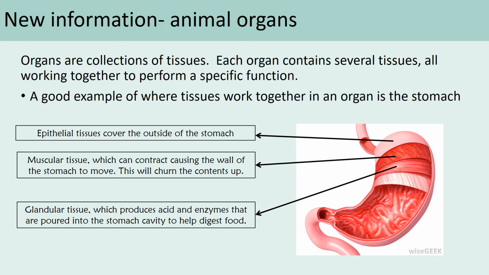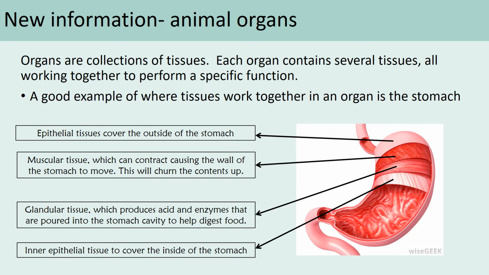But it produces that hydrochloric acid, which helps with the digestion of food, getting the right pH, and also killing pathogens. And the final layer is the inner epithelial tissue, and that covers the inside of the stomach.